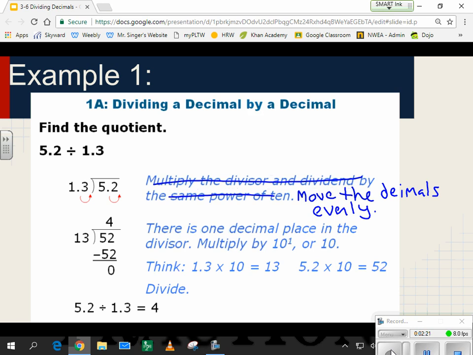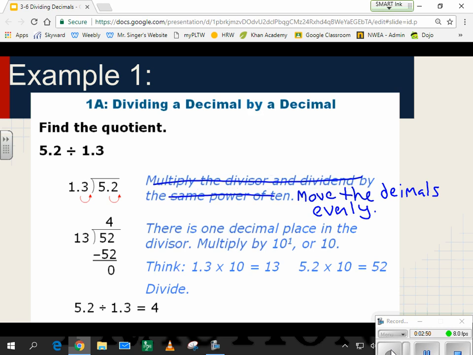So you're going to see how many times 13 goes into 52. 13 times 2 is 26, so we know we can go higher. 13 times 3 is 39, so we know we can go higher. 13 times 4 is 52. So we put the 4 above the 2, and then we do 52 minus 52, and we see we have a 0 remainder. So all you got to do is move those decimal points evenly, then you go ahead and divide. That's all it takes.